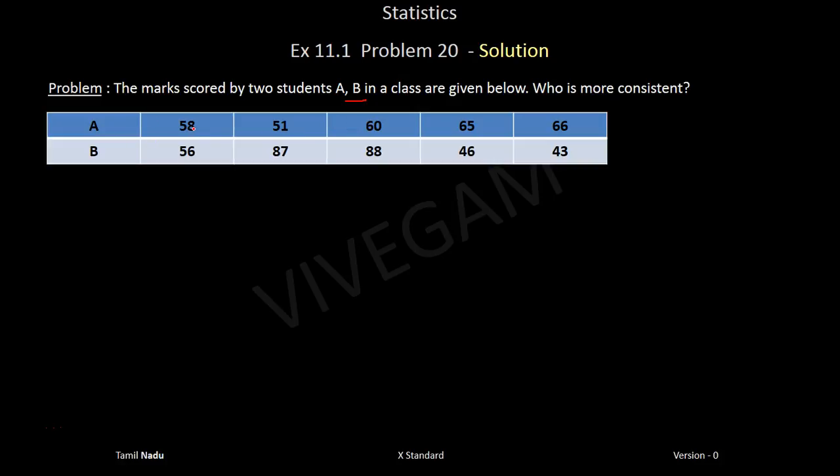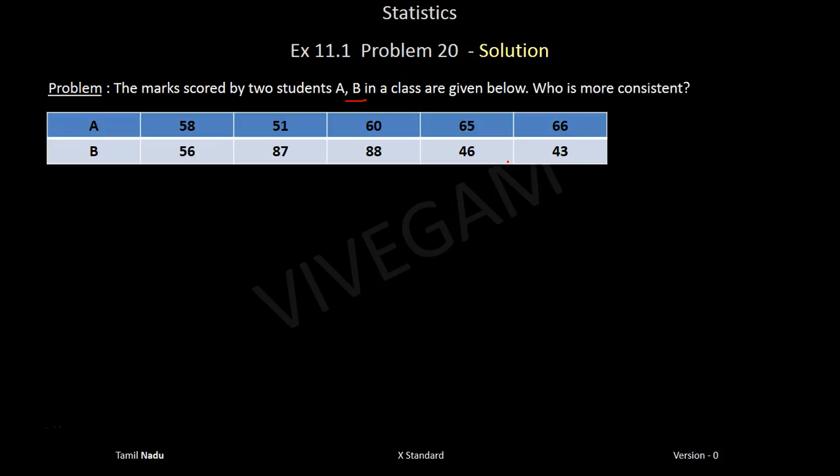For A, the marks are 58, 51, 60, 65 and 66. For B it is 56, 87, 88, 46 and 43. So basically you'll have to find the coefficient of variation. Whoever has got the lower coefficient of variation is the one who is more consistent. So how will you find the coefficient of variation? You'll have to have sigma and the mean. So coefficient of variation is sigma divided by mean into 100.